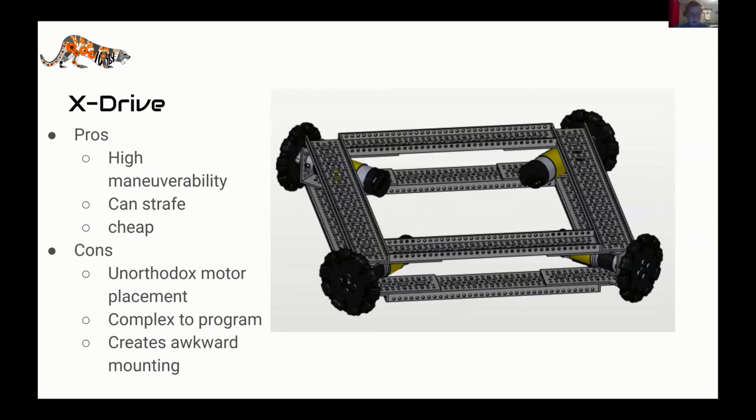The X drive is also decently similar to the mecanum drive because it can strafe. It can pretty much go in all directions you want. It's a little bit cheaper because you don't have the mecanum wheels. They're just omni wheels.